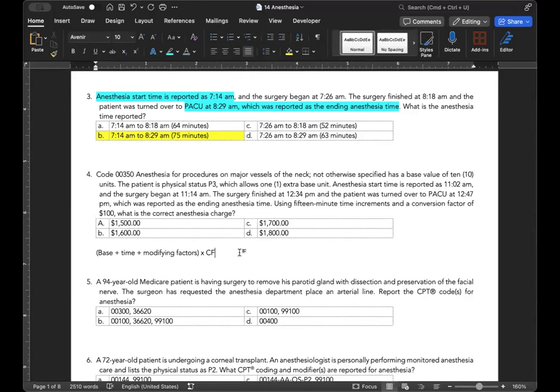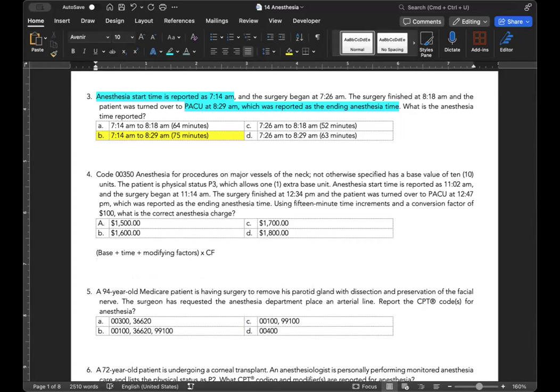Okay. So let's break this one down. This one's a pretty big scenario, so we'll probably spend a decent amount of time on this. So we're going to break it down from a formula standpoint. So we have base units. It tells us here that we have a base value of 10 units, right? So we're going to put 10.